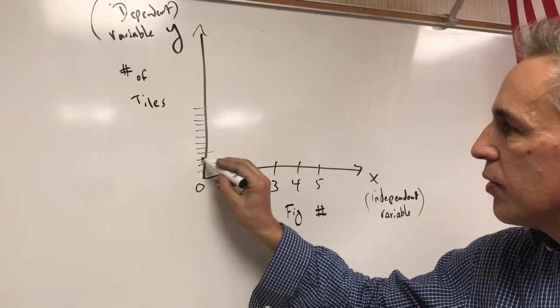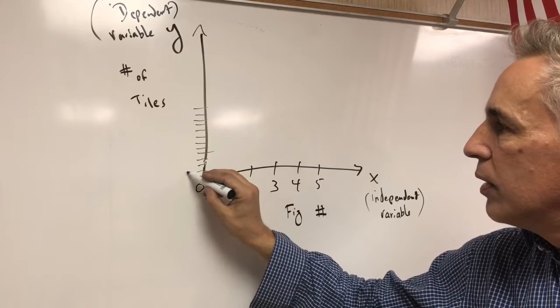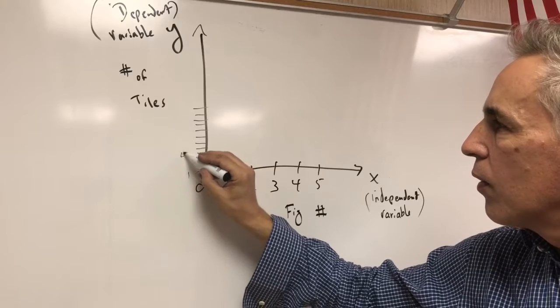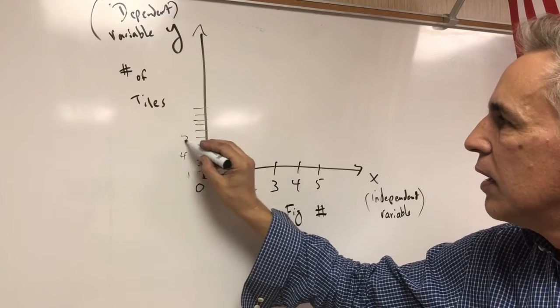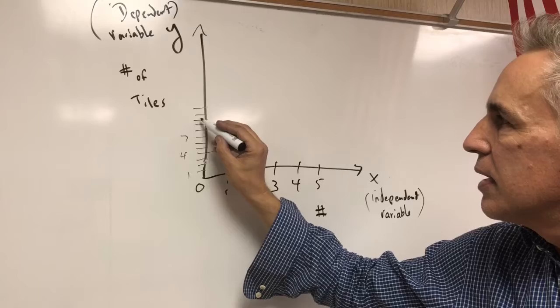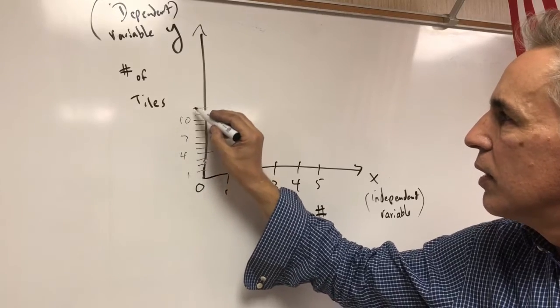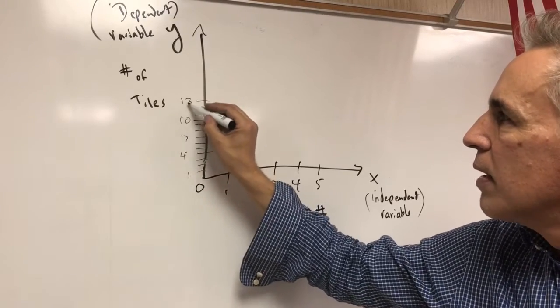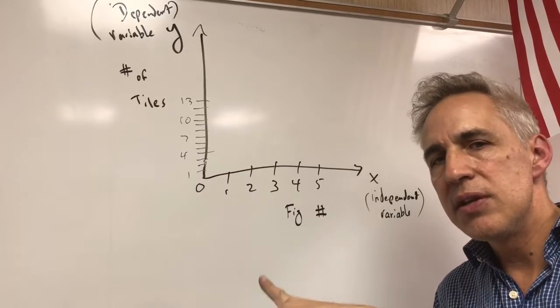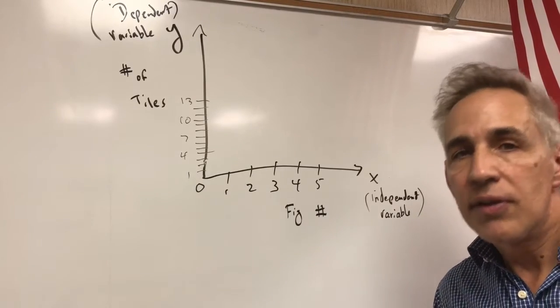0, 1, 2, 3, 4. We're going to put in 1, 4, 5, 6, 7. And why are we labeling those 8, 9, 10? Because 11, 12, 13 actually was the top. Those are the numbers you'll see. Those are the coordinates that we actually have to graph.